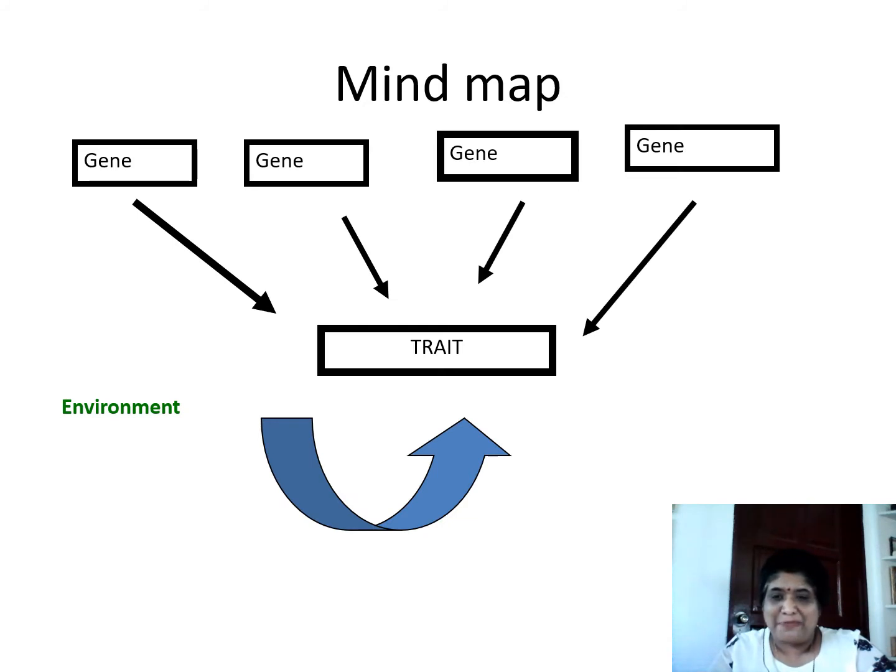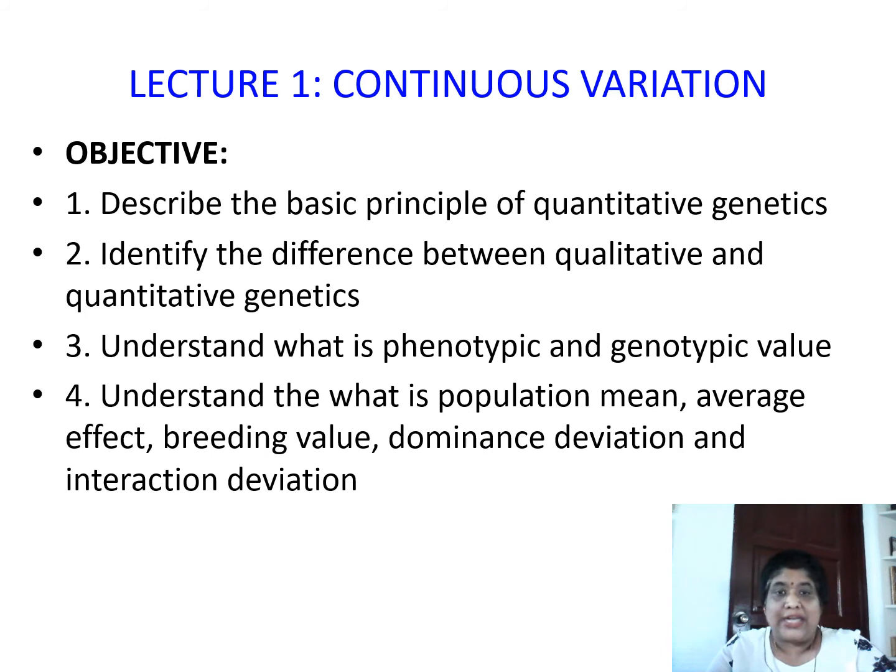Now, a very simple mind map. There are many genes that affect the trait, and there's a factor of environment. That is the easiest way to remember what quantitative genetics is. So lecture 1 was to emphasize the basic principles of quantitative genetics, identify the difference between qualitative and quantitative genetics, understand what phenotypic and genotypic value are, and of course the next step is to understand population mean, average effect, breeding value, dominance deviation, and interaction deviation.